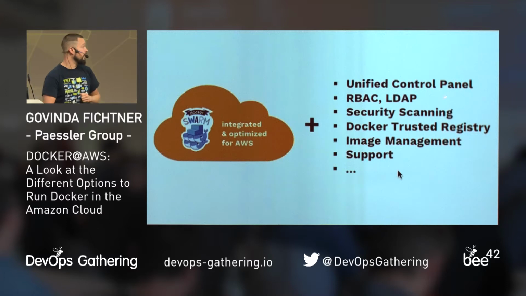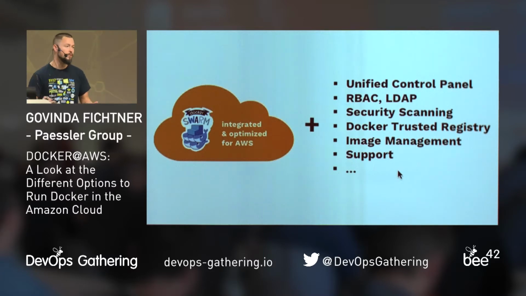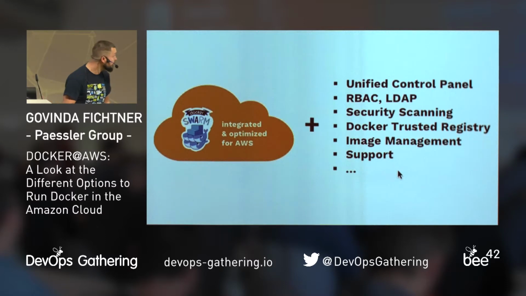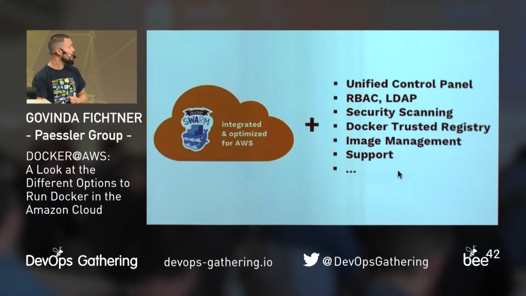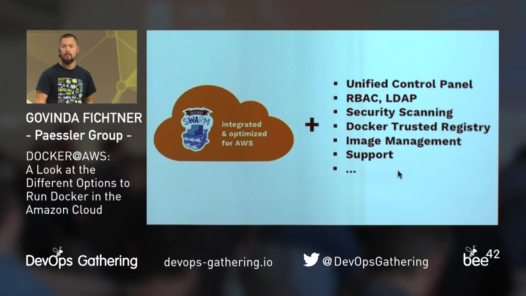You get RBAC and LDAP support. RBAC means you can configure users and teams and roles and give users access to different parts of your cluster, and then you can integrate it with your LDAP in the company. Then you get security scanning, which is the ability of scanning the images you create for vulnerabilities. And then you have the Docker Trusted Registry, which is basically a private Docker Hub. And you have image management for automatically cleaning up old images. And then probably for many companies, it's also important you get professional support. And that's what differentiates Docker Enterprise from Docker CE.